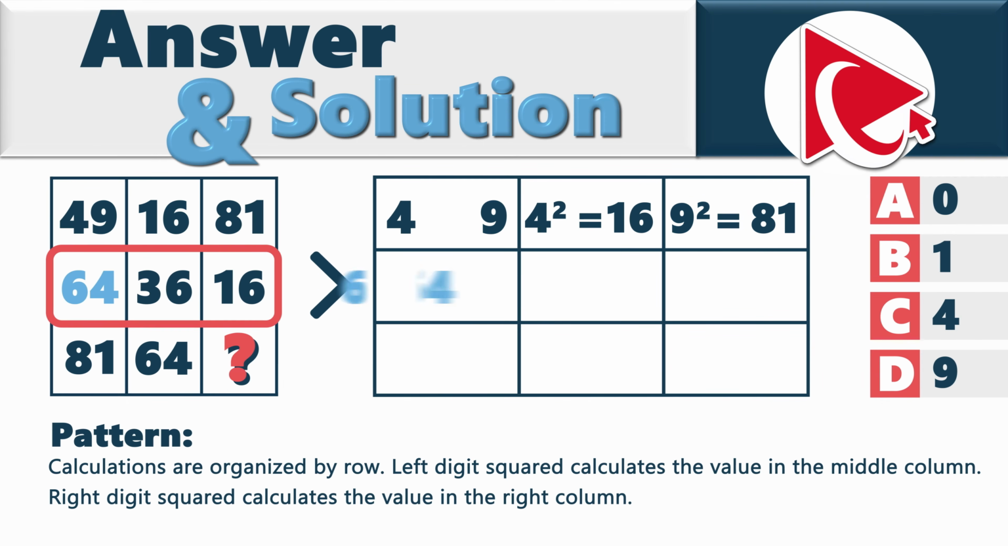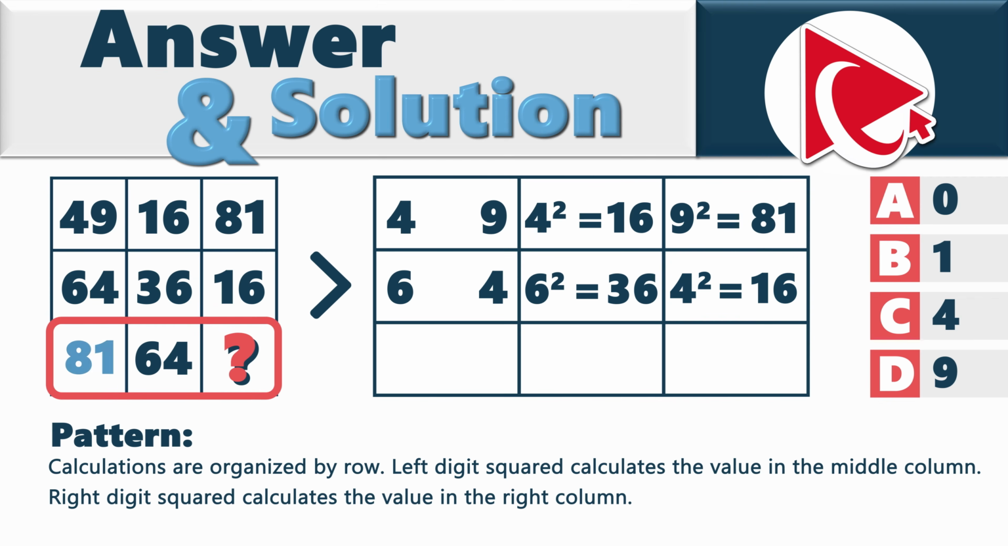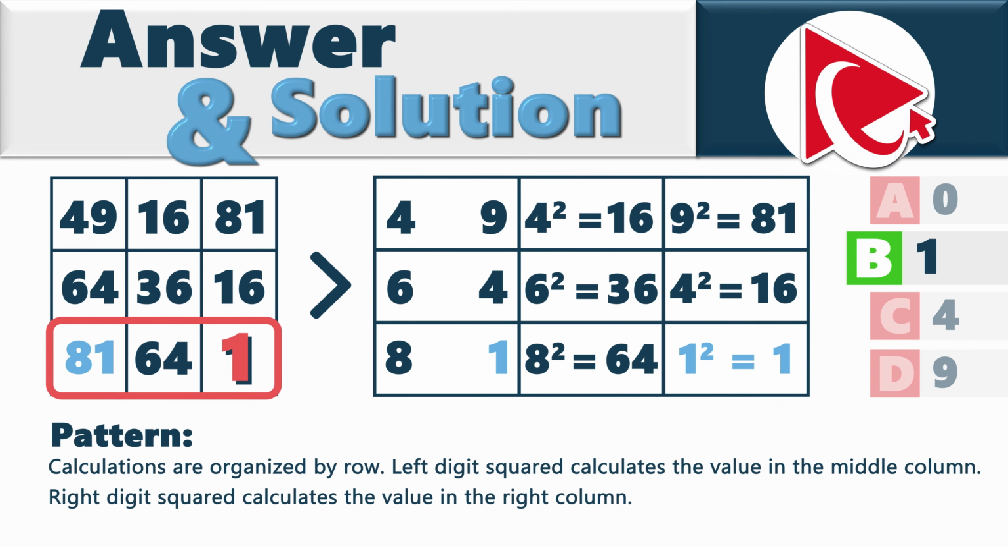Same way we do calculations in the middle row. 6 squared equals 36, and 4 squared equals 16. Using the values in the bottom row, we can calculate the missing number. 8 squared equals 64, and 1 squared equals 1. So the correct answer here is choice B, 1.